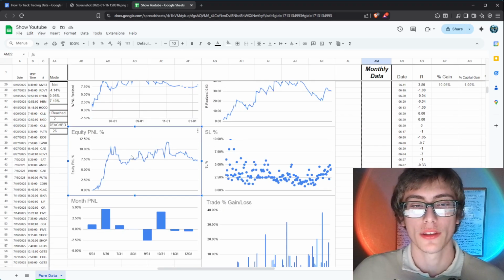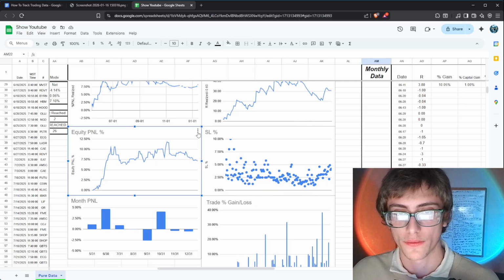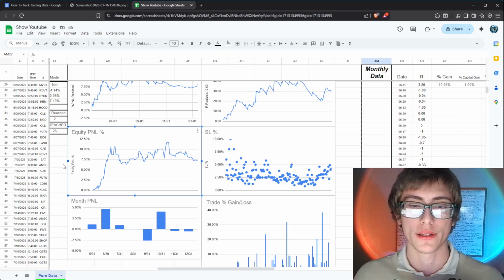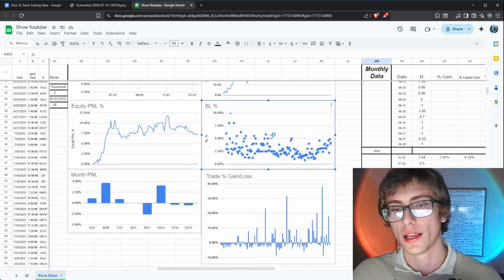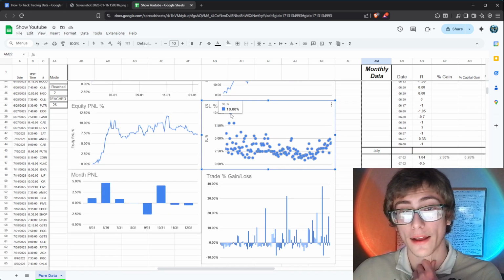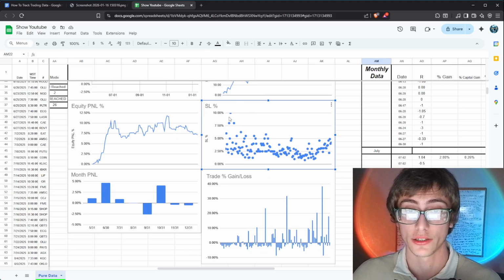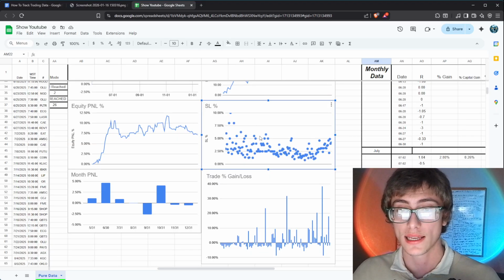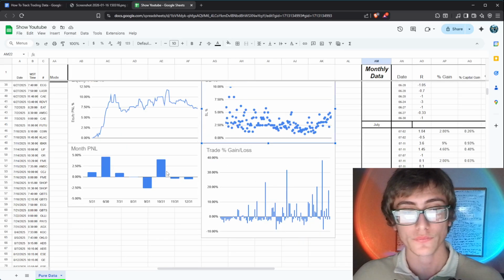Equity P&L. Now this chart's a little off. My data points are a little off for this chart. They're all on a different spreadsheet. But here's a fun one. SL percentage, right? You can see that I very rarely do a stop loss percentage past 8%, and generally keep under 5%, right?